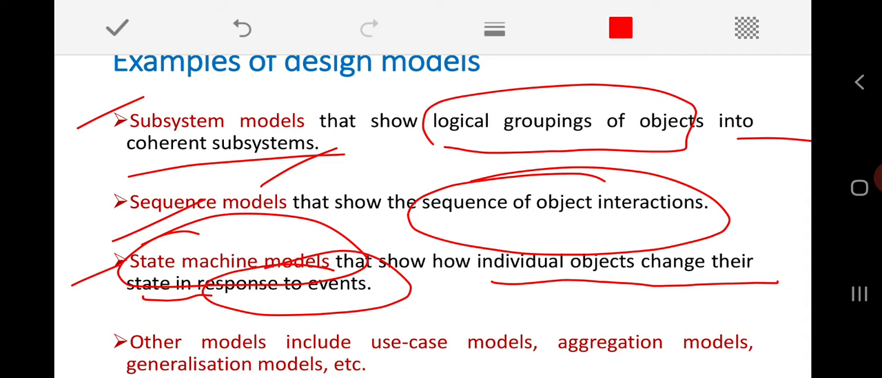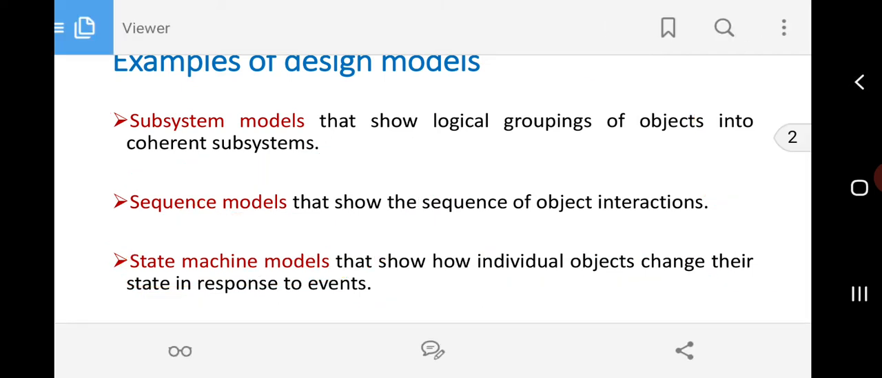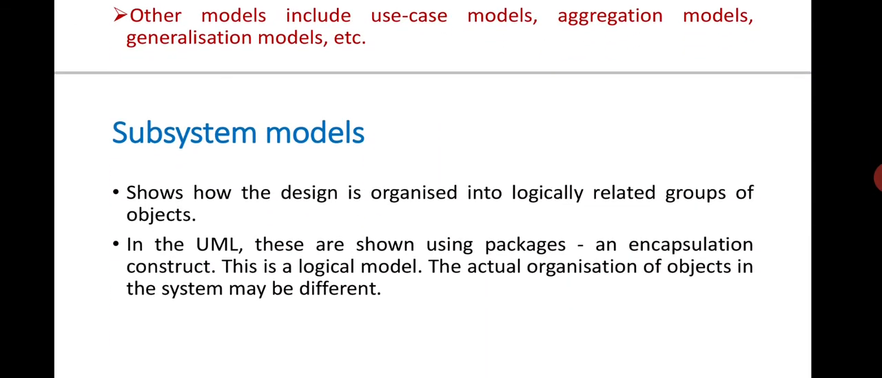Similarly, there are many other popular design models, as part of the system models that we can develop in the Unified Modeling Language, like the use case model, aggregation model, and generalization model. So there is a variety of different design models that we can develop, either a type of static model or a type of dynamic model. Under this, just have a look.